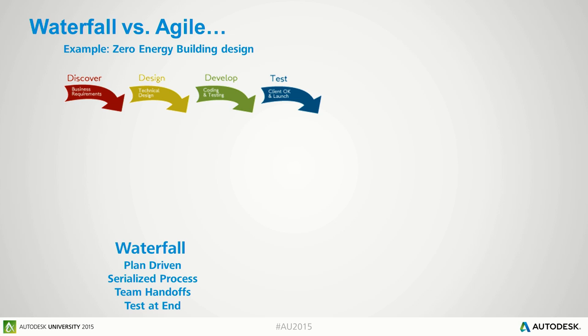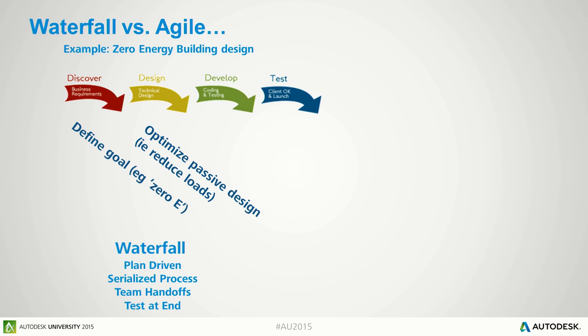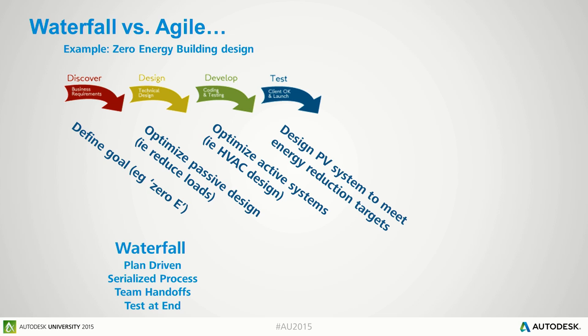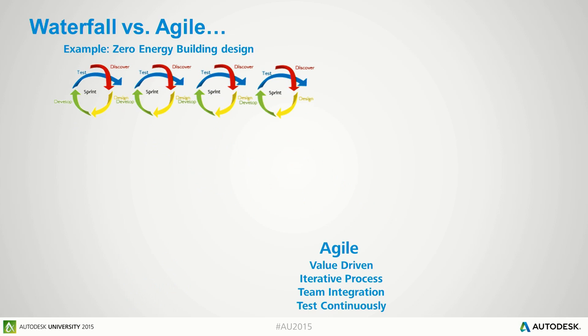a zero energy building design process, I taught a class on zero energy buildings for a few years, and what we would typically tell people is that first you'd want to define your goals, and of course, for zero energy building, your goal is to reach zero energy. Then you want to optimize your passive design, so optimize the envelope and loads in the building. Then you optimize your active systems. And then finally, in the end, when you know how much energy your building needs, you design the PV system to meet your targets. And hopefully, you have enough space on your project to meet those targets.